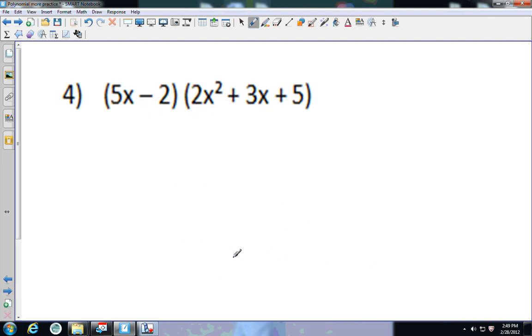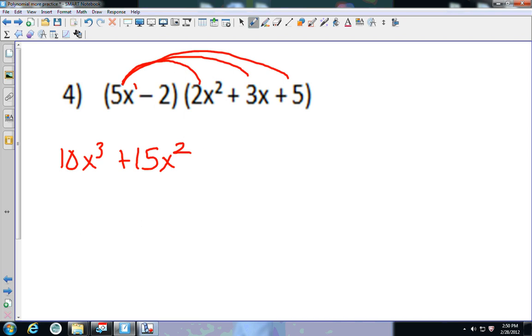Next one, there's number 4. Pause the video and come back and see how you did. 2 terms times 3 terms. Well, I'll try and do it with the distributive property instead of the box. So I'll multiply those two together. I get 10x to the third power. Remember that has a 1 on it, so you add the exponents. 5x times 3x is plus 15x squared. 5x times 5 is plus 25x.